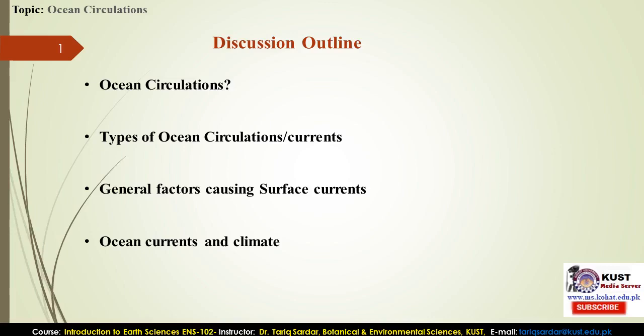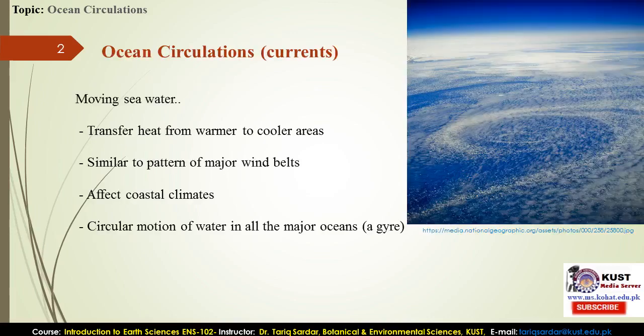What actually are ocean circulations or currents? Ocean circulations or currents are actually moving seawater. Here you can see the swell type of water in the ocean. So the ocean circulations are moving water that transfers heat from warm to cool areas.